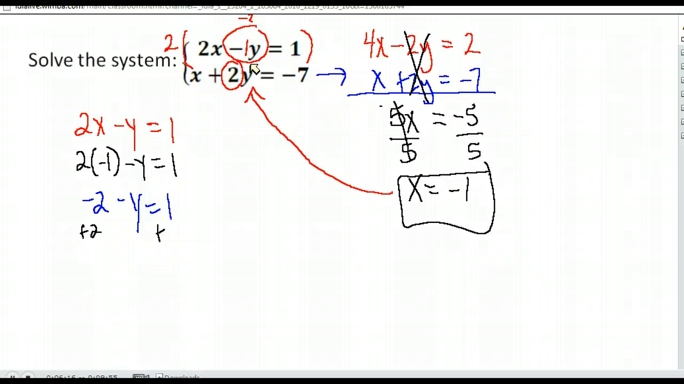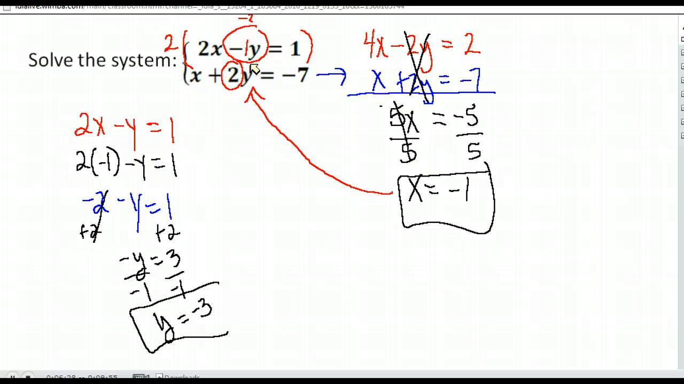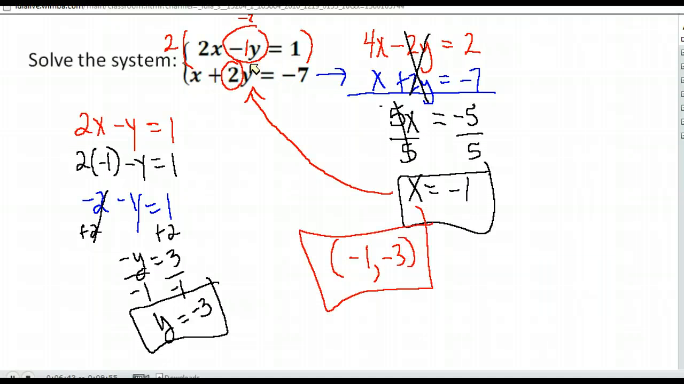2 times negative 1 gives me negative 2, and I solve the equation for y. So I add 2 to both sides, and I get negative y equals 3. And last step, divide both sides by negative 1, so that I have that positive y is negative 3. So my solution is that x is negative 1 and y is negative 3. I want to write that as a coordinate x comma y, so I get the answer negative 1, negative 3. And I'm done.